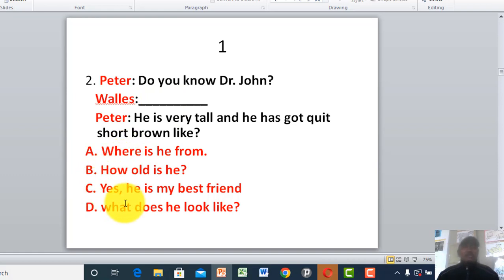So the appropriate question is "What does he look like?" meaning he wants to just know the physical appearance of Dr. John.